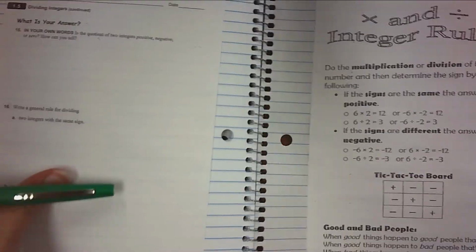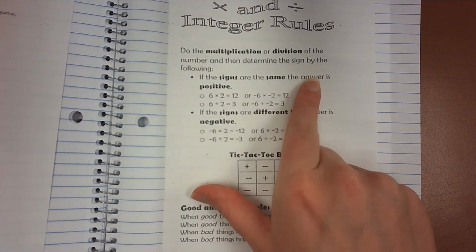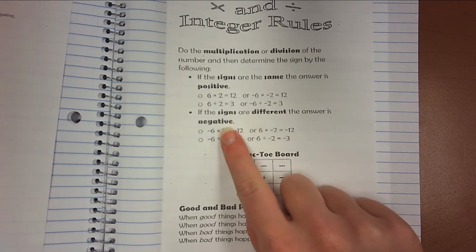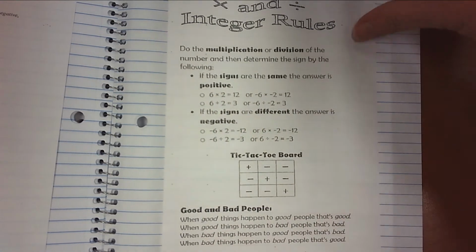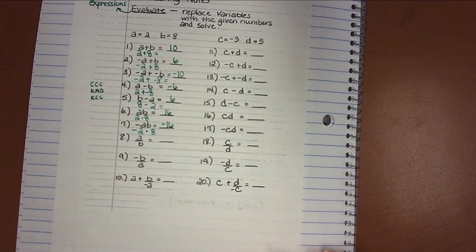So the multiplying and dividing integer rules, you have your little cheat sheet here. If signs are the same, the answer is positive. If signs are different, the answer is negative. And those are different than your adding and subtracting rules when we're multiplying and dividing.